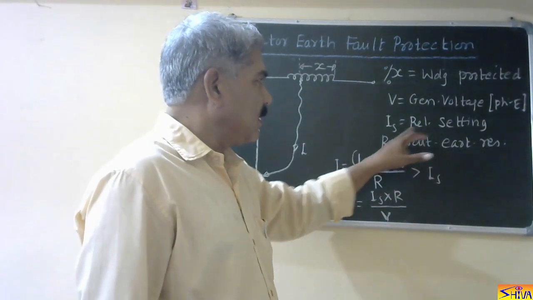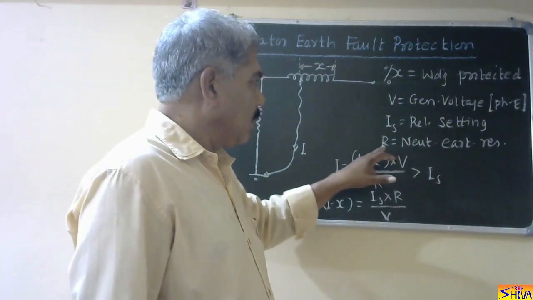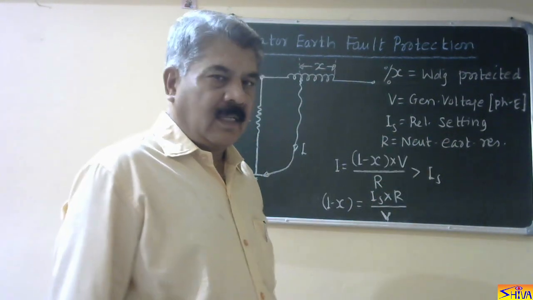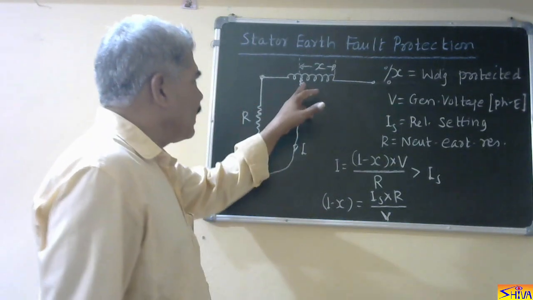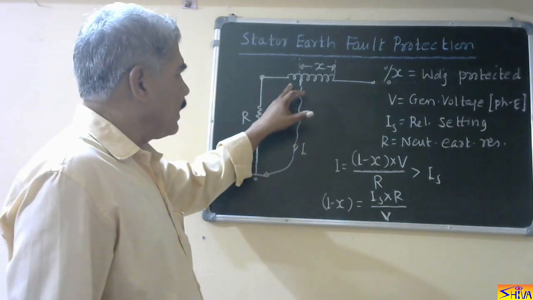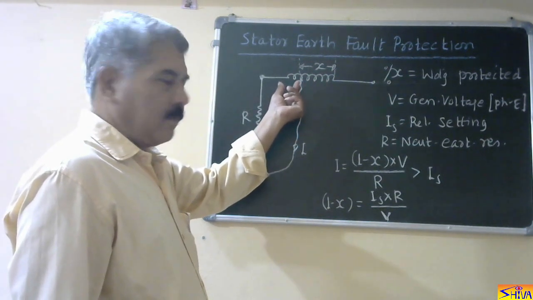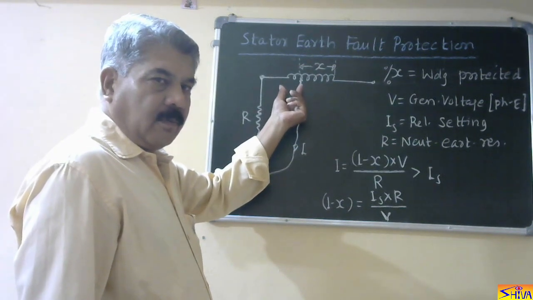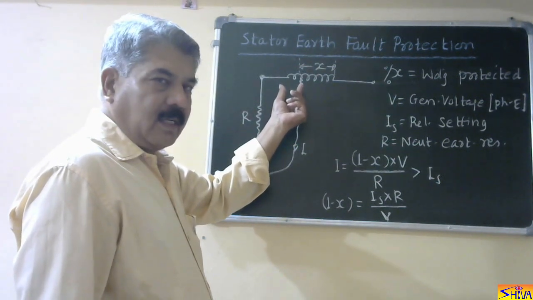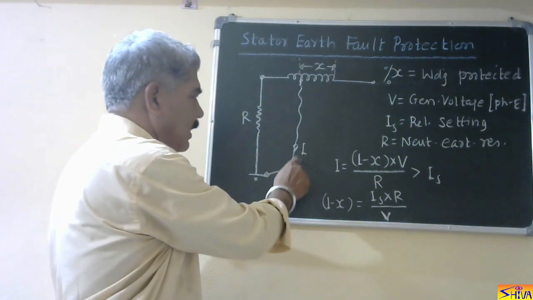So this will be the relay setting from the primary side of the relay, and R is the neutral earthing resistance. Now consider the fault at this point, that is, at the point from the neutral end for which the protection is not secured. So our fault is taking place here. Let us say the current is I.